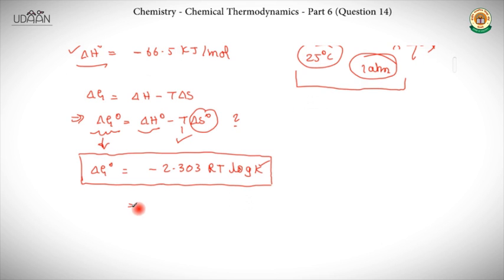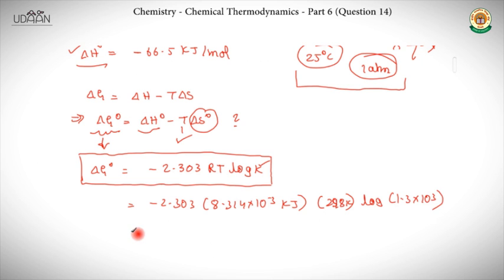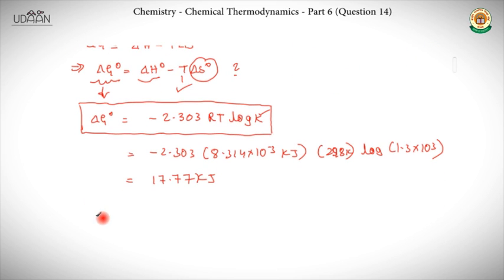Calculating here, minus 2.303 into 8.314 into 10 power minus 3 kilojoules, into 298 Kelvin, since 25 degrees centigrade, into log of K, that is 1.3 into 10 power 3. So calculating this, we get 17.77 kilojoules. This is delta G naught, that is the free energy change at standard conditions. That's for every mole, exactly.